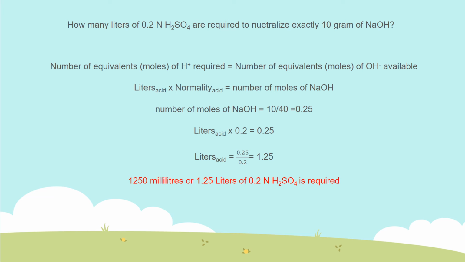Otherwise, if it is given in molarity, you have to multiply the molarity by 2 because sulfuric acid is donating 2 hydrogen atoms. So the number of equivalents of hydrogen ion required is equal to the number of equivalents of hydroxyl ion available. So here the number of moles of sodium hydroxide is 0.25. So 1.25 liters of 0.2 normal sulfuric acid is required to neutralize 10 gram of sodium hydroxide.